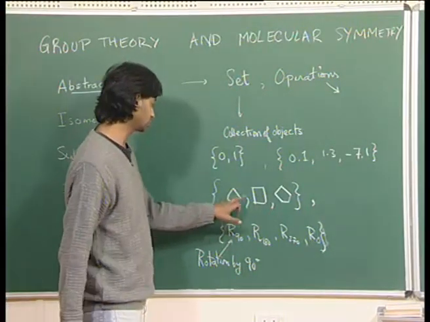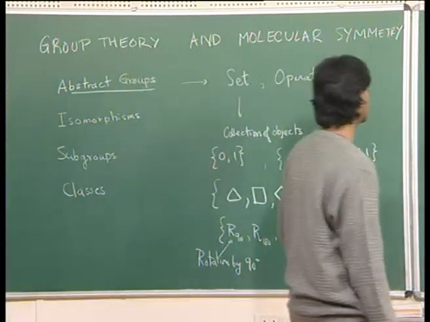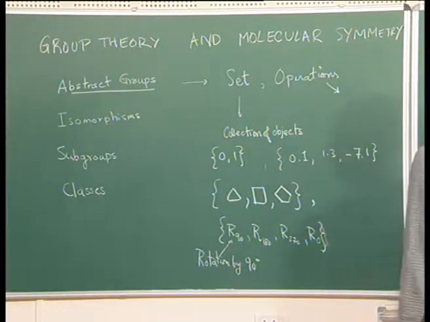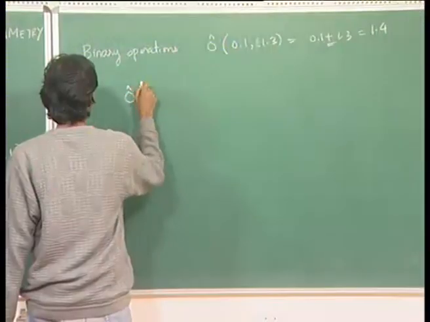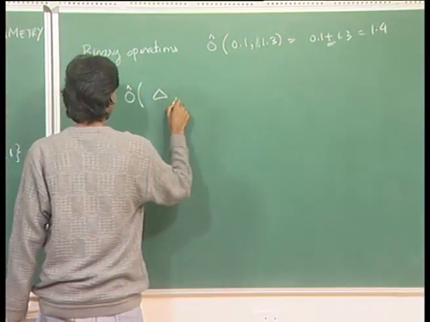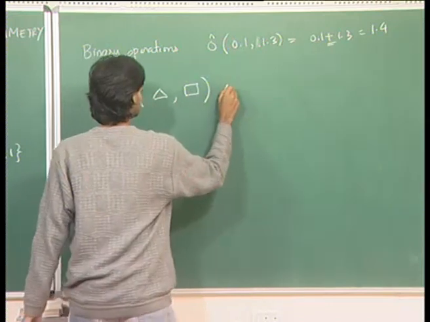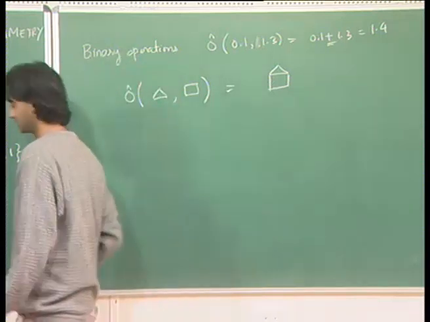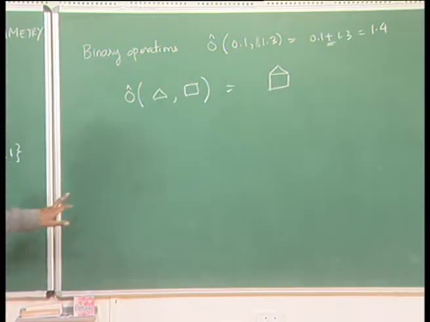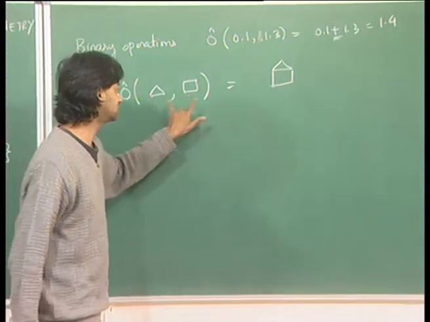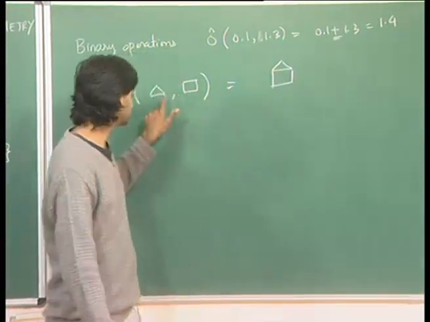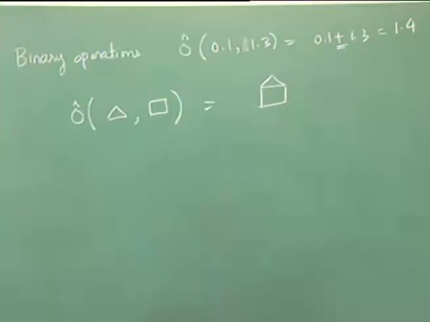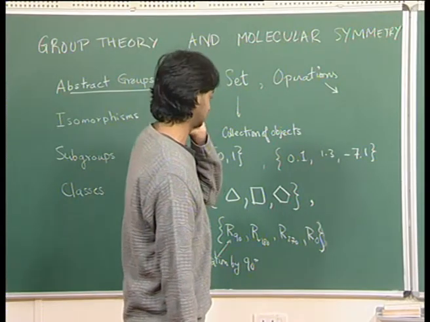You could also define a binary operation on shapes: suppose this operator operates on this triangle and this one, and gives me a triangle on top of this. So, it could be something like that. The important thing is that it acts on two objects and gives you one object. So, the binary operation acts on two objects to give you one object. And as you can see, this object may or may not lie in the set. So, these are called binary operations.